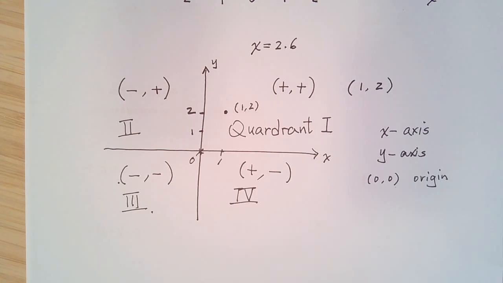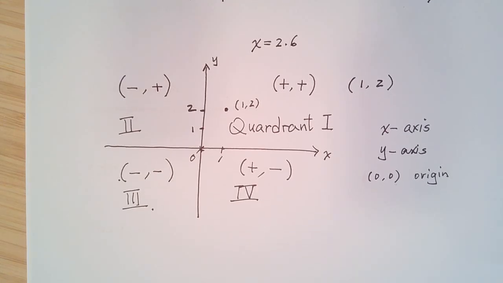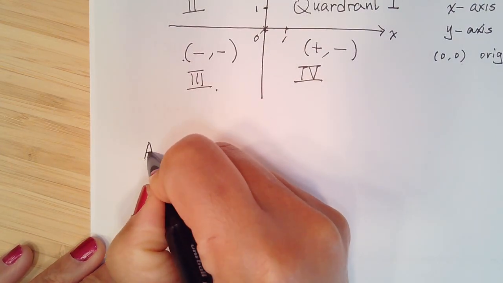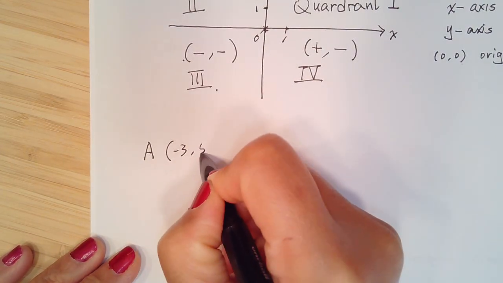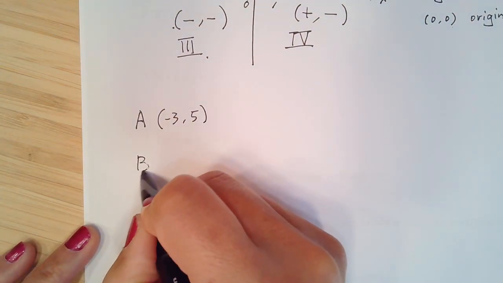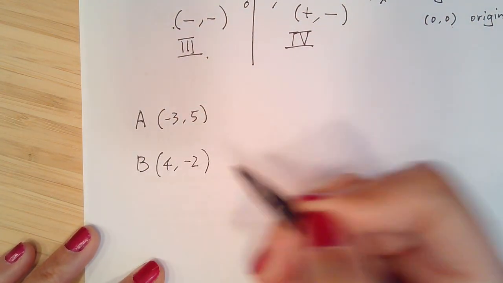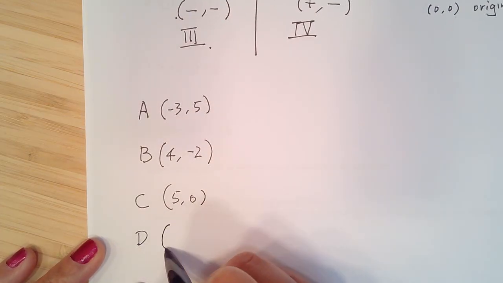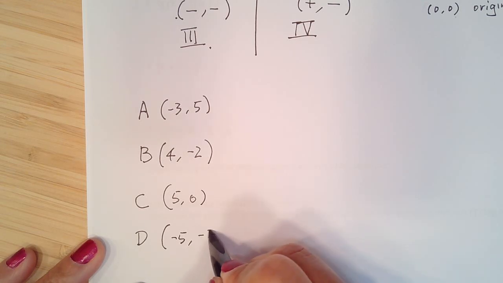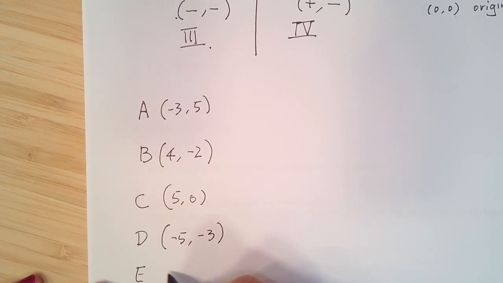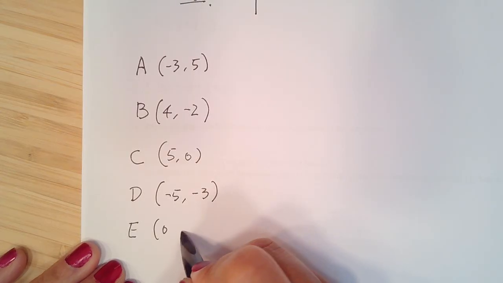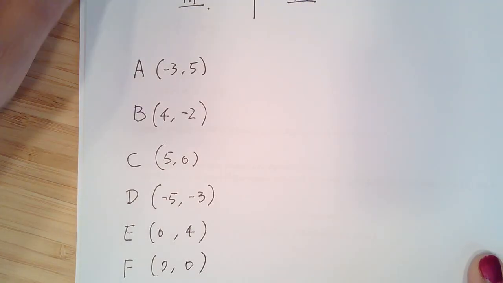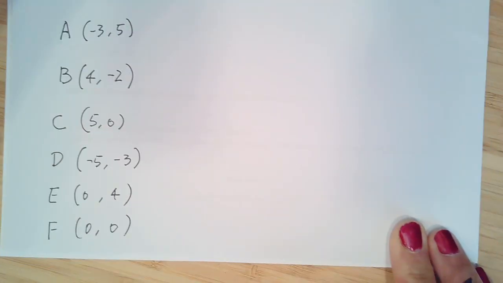All right, next we're going to do a quick exercise. I'm going to ask you to show me these points: A (-3, 5). B (4, -2). C (5, 0). D (-5, -3). E (0, 4). And F (0, 0). Can you tell me where those points are?